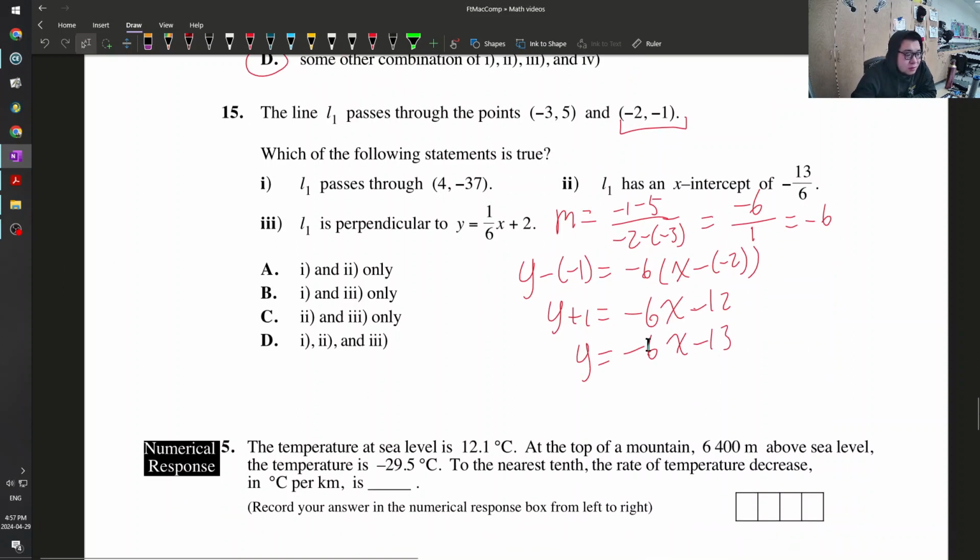Okay, now I want to plug in 4 and -37 into this. So x is equal to 4, y is equal to -37. Let's see, -37 is equal to -6 times 4 plus 13. What is -6 times 4 plus 13?